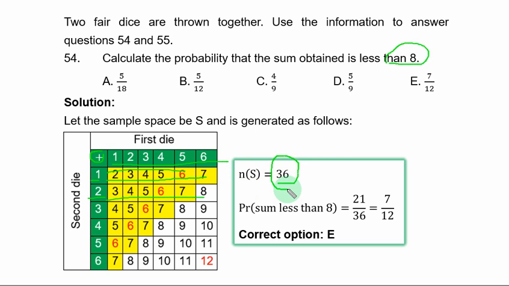Now, we get where the sum is less than 8. So you have from here, from 7 to this point, the sum is less than 8. And if you count them, they are 21 in number over sample space 36. That simplifies to 7 over 12. The correct option is E.